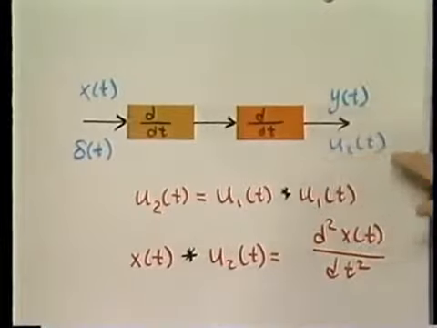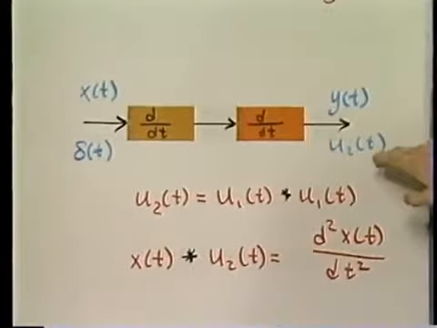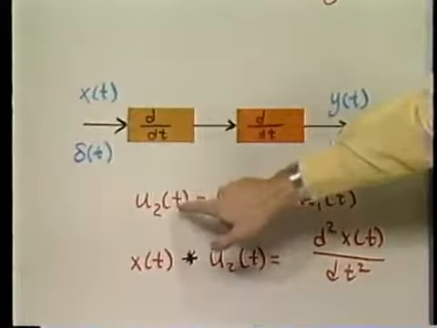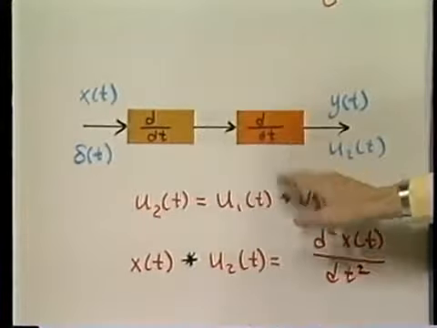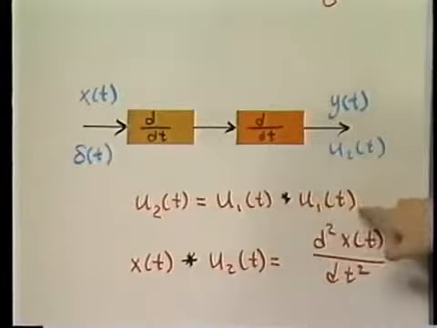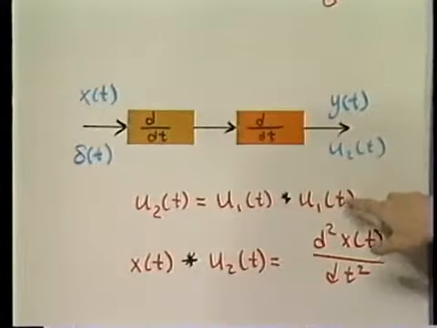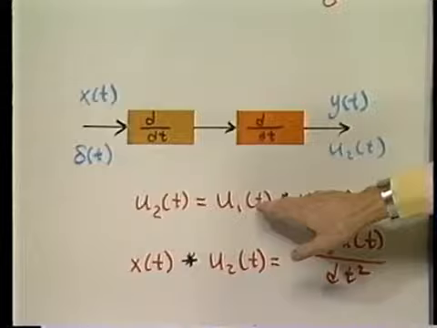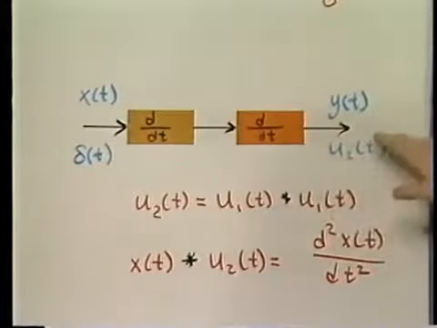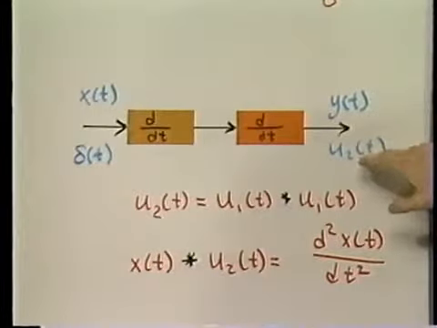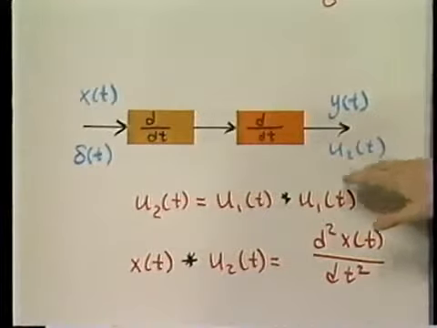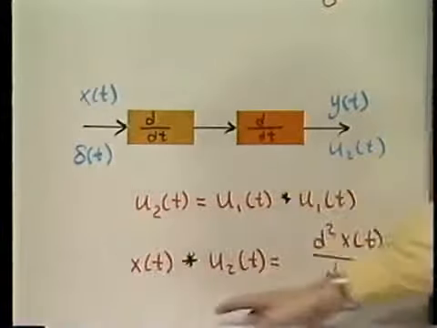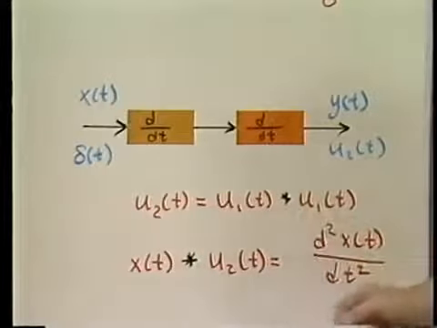We'll define that as a function u sub 2 of t. U sub 2 of t, because we have this impulse response convolved with this one, is u1 of t convolved with u1 of t. And what is u2 of t operationally? It is the operation such that when you convolve that with x of t, what you get is the second derivative.